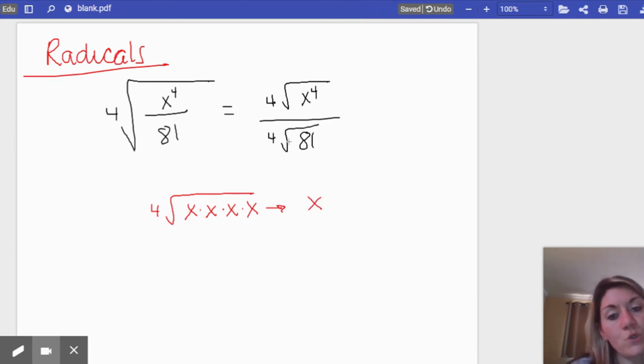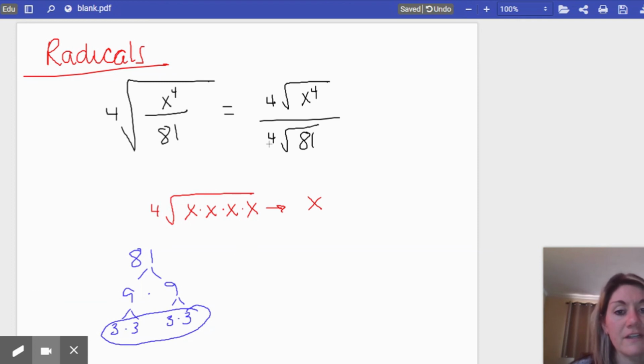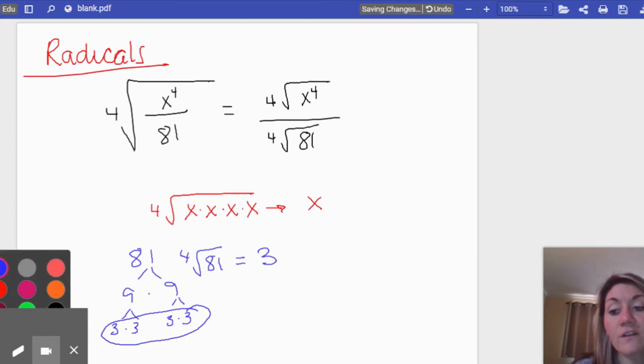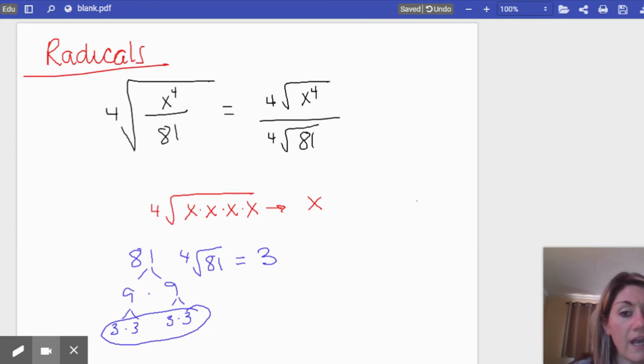Now I am going to do prime factorization of 81. So when I do that, 81 is the same as 9 times 9. 9 is not a prime number, so I'm going to break it down even more. 9 is the same as 3 times 3. I have 4 of them, since my index is 4. The 4th root of 81 is the same as 3. So my final answer is x over 3.